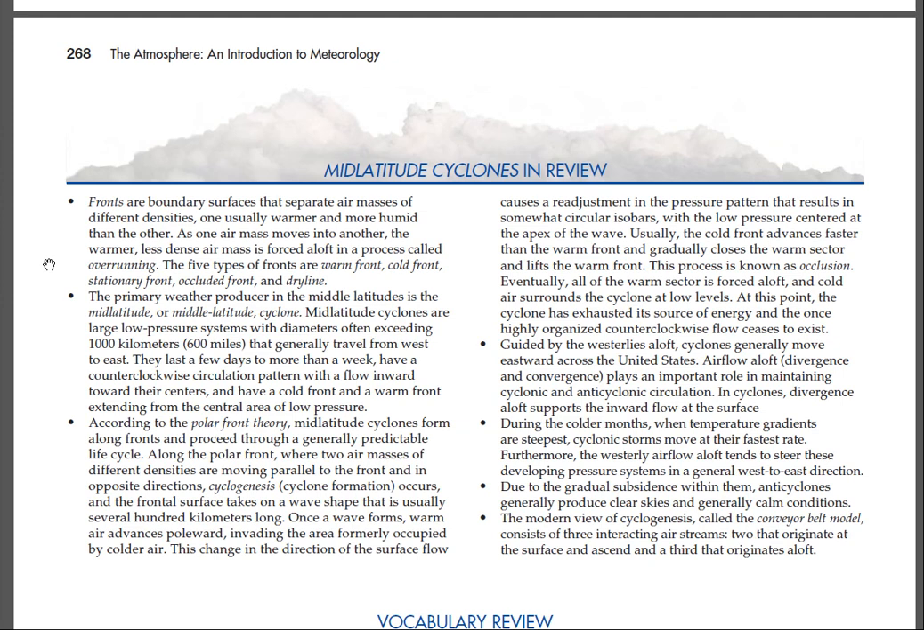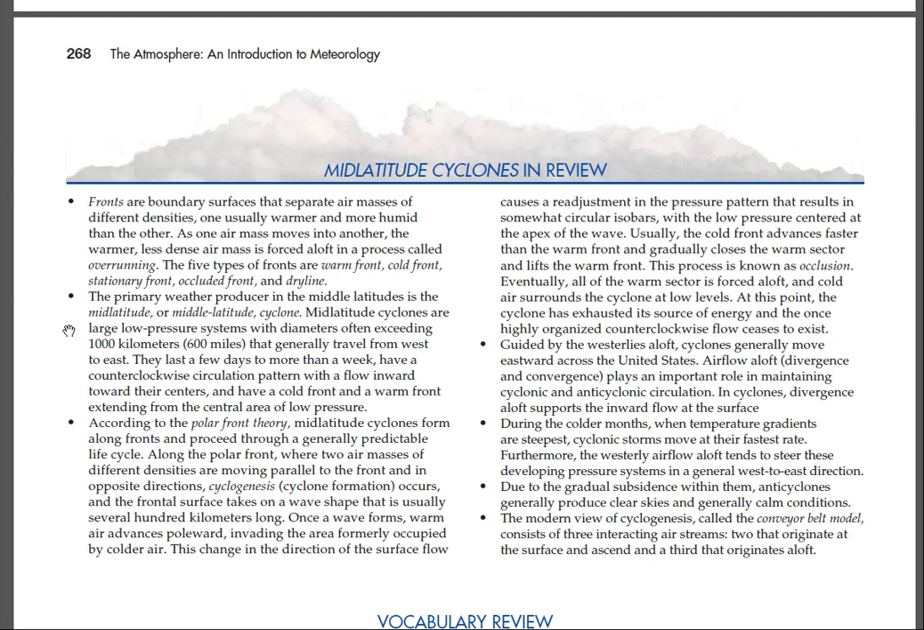The primary weather producer in the middle latitudes is the mid-latitude cyclone. Mid-latitude cyclones are large low-pressure systems with diameters often exceeding 1,000 km that generally travel from west to east. They last a few days to more than a week, have a counterclockwise circulation pattern with a flow inward toward their centers, and have a cold front and a warm front extending from the central area of low pressure.